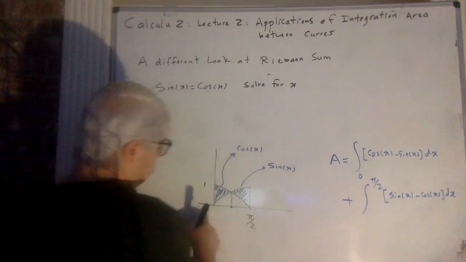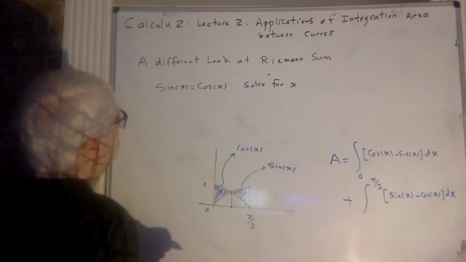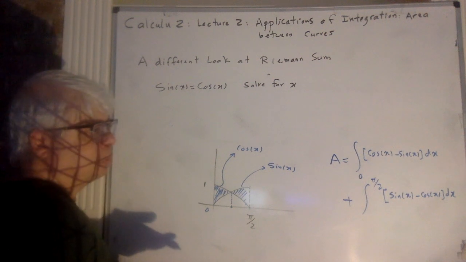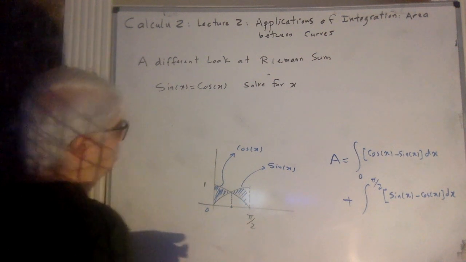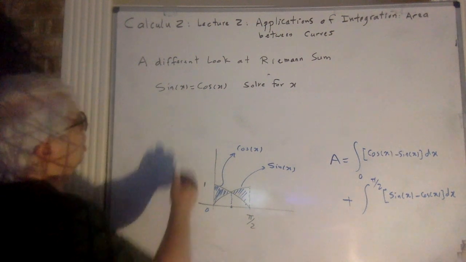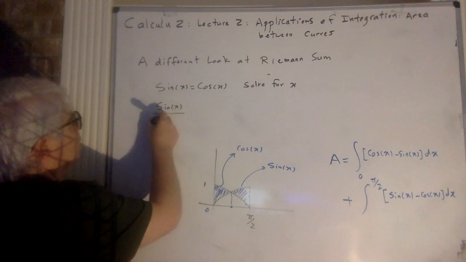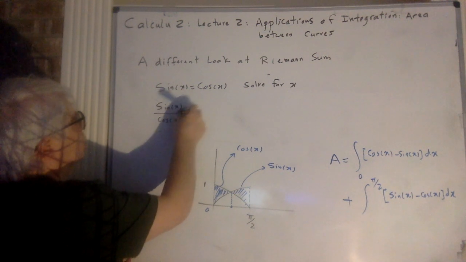And I need an x between 0 and pi over 2, okay? So I just find one of them. Now there are different ways to solve this problem, but the easiest way is this. Since cosine at this point is not 0, I can divide by cosine, so I have sine x divided by cosine x is 1.